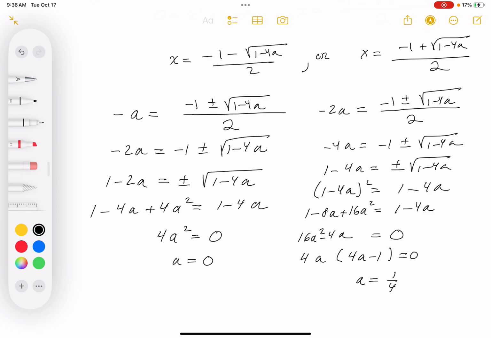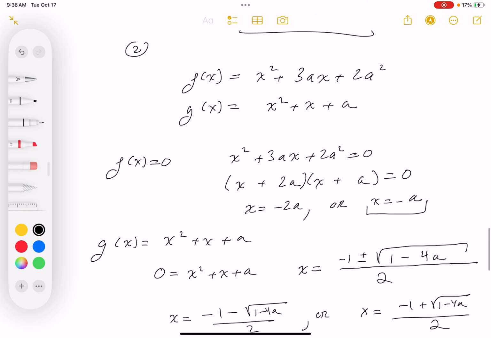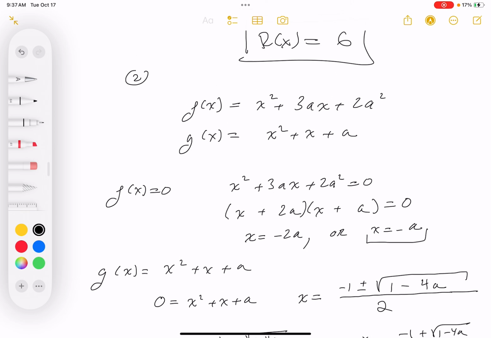So I have to think about it now. We have two answers, by the way. We have a equals 0, a equals 1/4. And I'm going to go back, because in some sense, you forget what you just did. I got two answers over here, and I want to go back to the original problem. If a is equal to 0, what would I get for f of x? F of x would equal x squared. And g of x would equal x squared plus x. If I were to factor, that would be x times x plus 1.